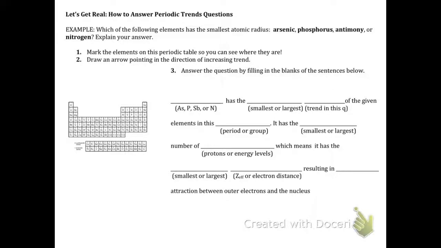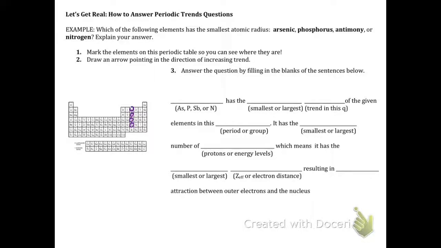Explain your answer. All right, the first thing you want to do is mark it on your periodic table. This periodic table is extremely tiny, so all you're going to do is make really, really tiny marks. Okay, so here, this is where nitrogen is. This is phosphorus. Arsenic, and antimony.